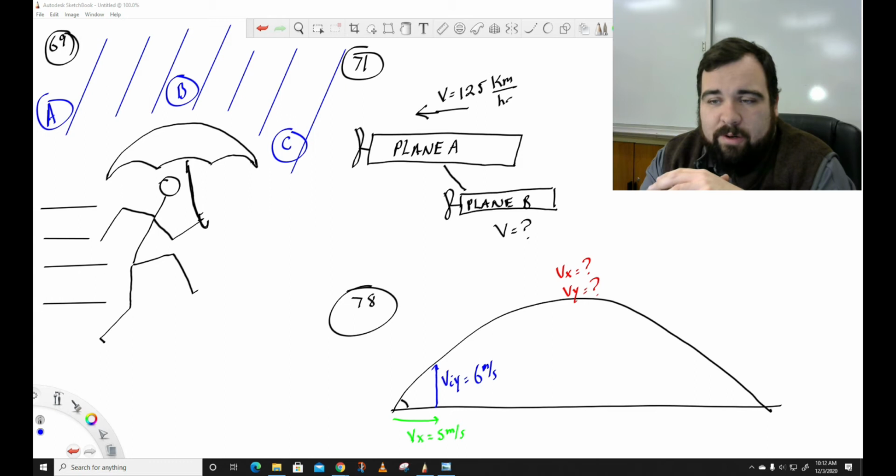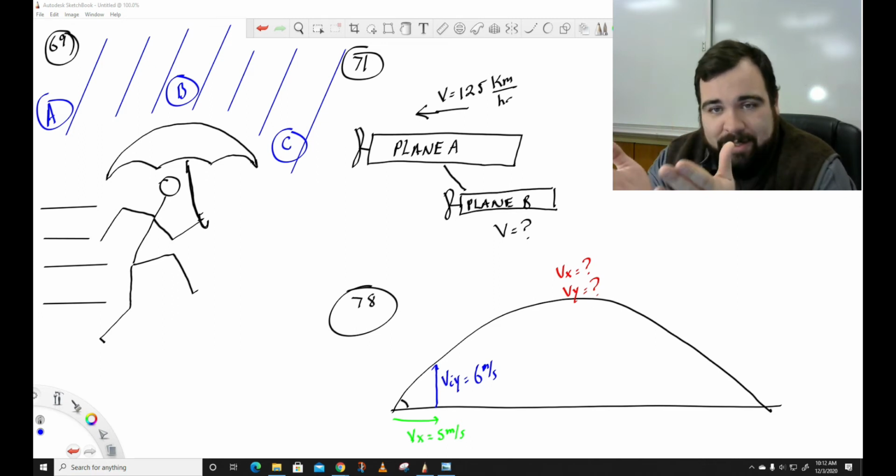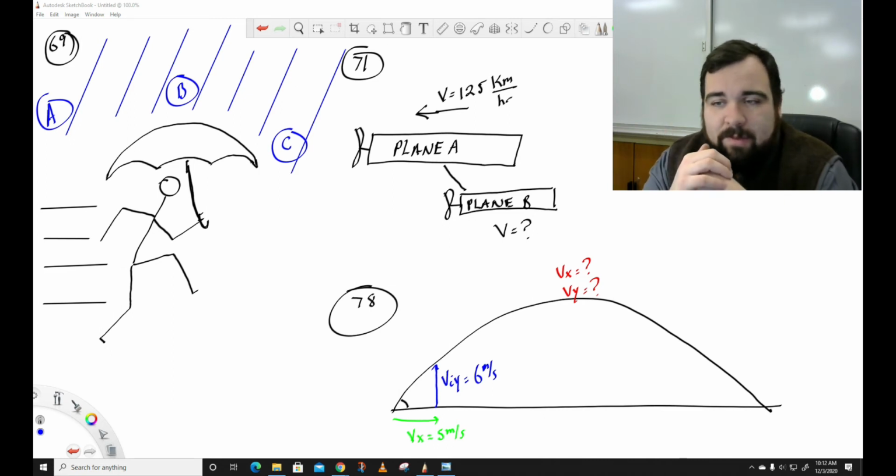So if you are running, relative to the rain, what's going to happen is the rain essentially is going to be falling towards you at an angle, as diagrammed there. Even if it's falling straight down, it's going to be coming at you as you're going towards it. You're basically running into the droplets.